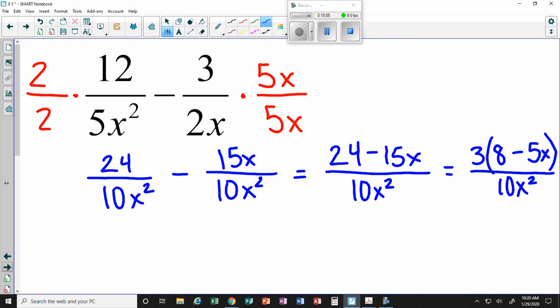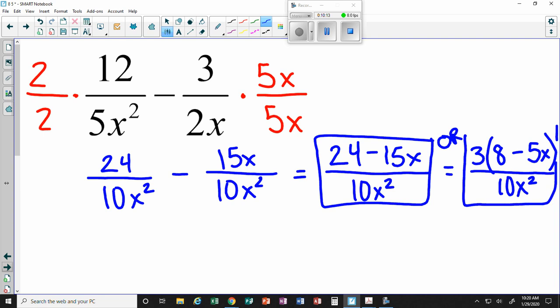So does that reduce it at all? No. So you can give either one of these two as your answer. This, or if you want to leave it in factored form, it doesn't matter. But you should always try to factor and see if it can reduce at all. So either one of those would be acceptable. Okay? Questions do we have on that? Do we understand how to get the common factor when we have variables like that?